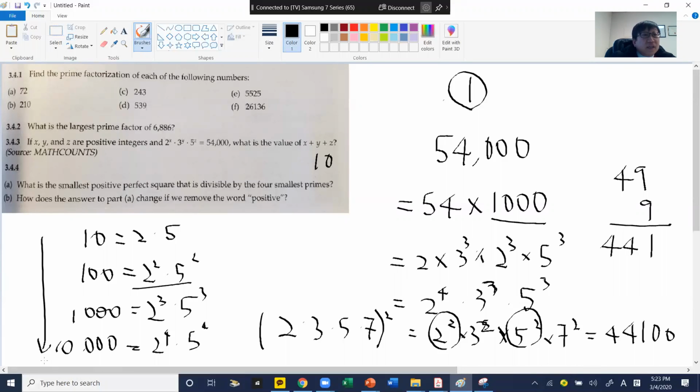What happens if we remove the word positive? Then it could be negative too. A perfect square number is always positive, any number except like an imaginary number. They're so tricky. Usually one should say, oh, that one is tricky. If you recognize that it is tricky, it will never trick you, okay? How does the answer to part A change? It doesn't change.